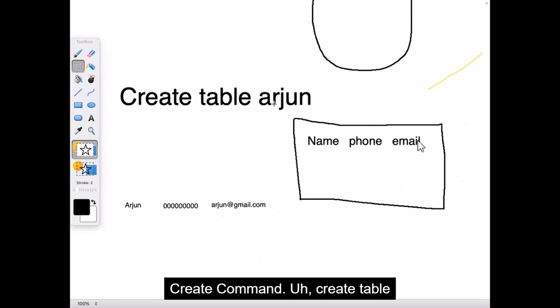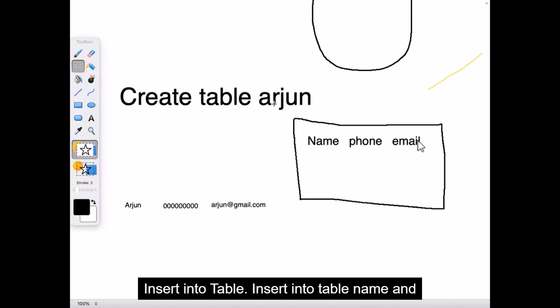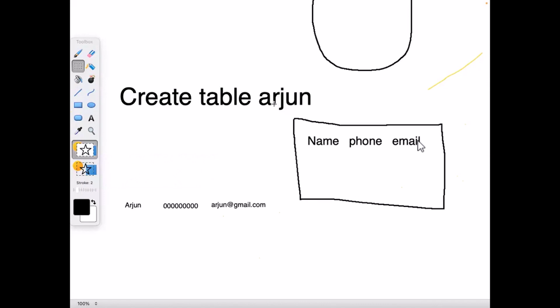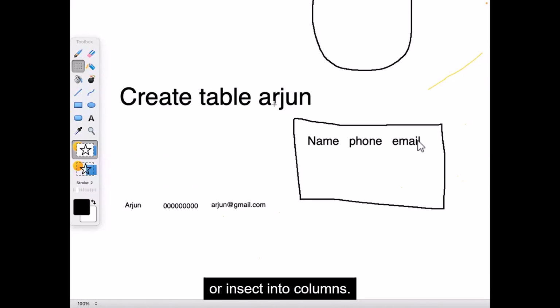But what is the command? Create command. Create table. Insert values. Insert into a table name, followed by, I don't know, anyone guess it? That is also insert into values. Insert column, mentioning the column names and providing the values of the column. Insert into values or insert into columns? No, no. First we need to insert the column. Values mean rows or columns?